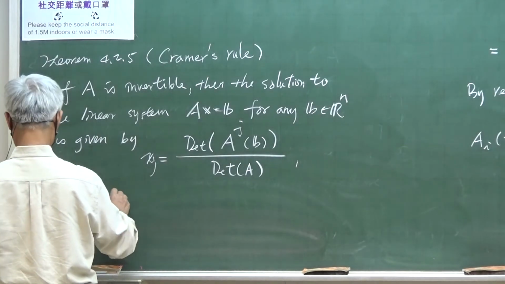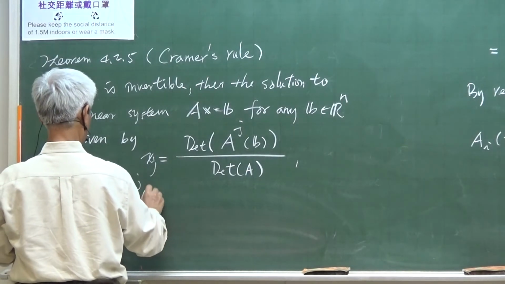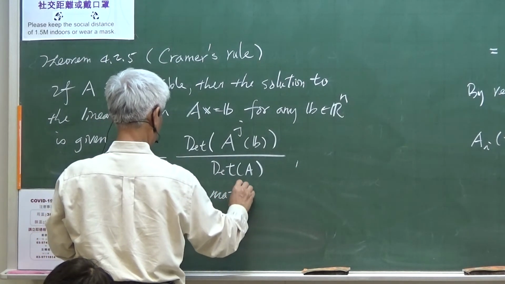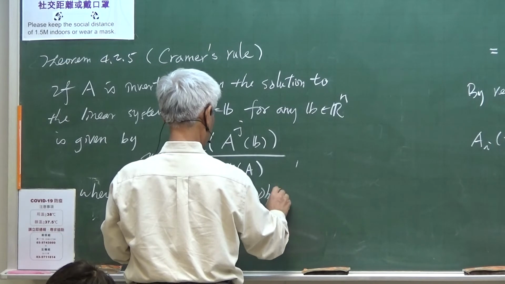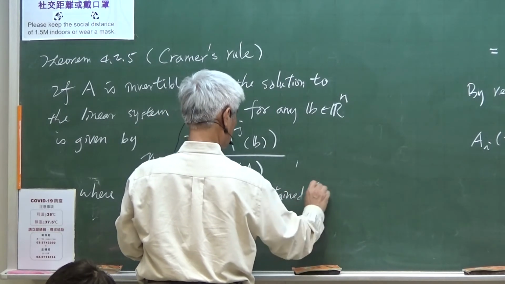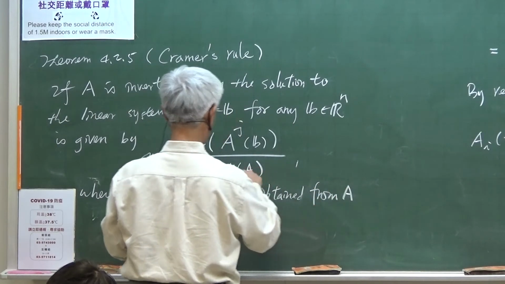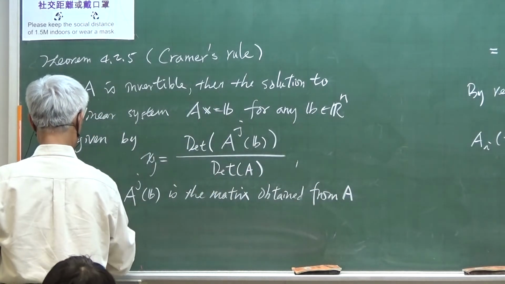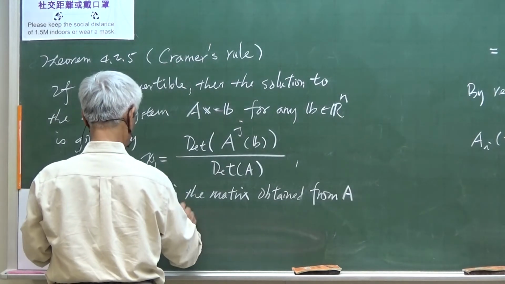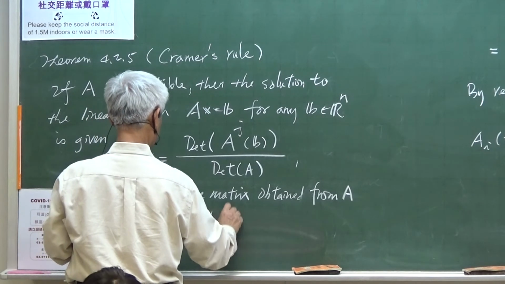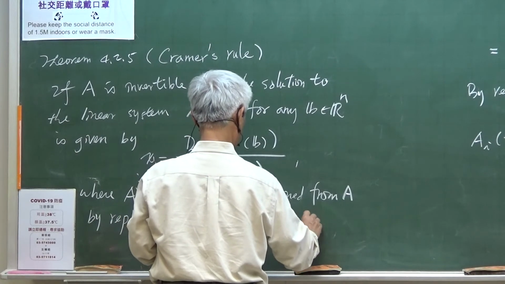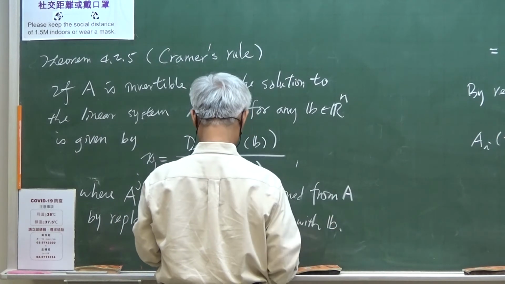Where A_j(B) is the matrix obtained from A, right, from A by replacing the jth column of A with B. Alright?